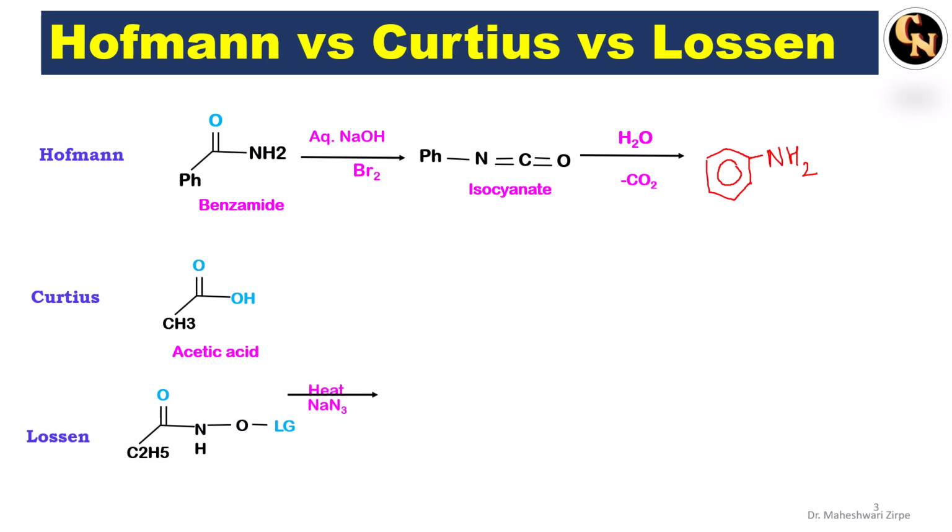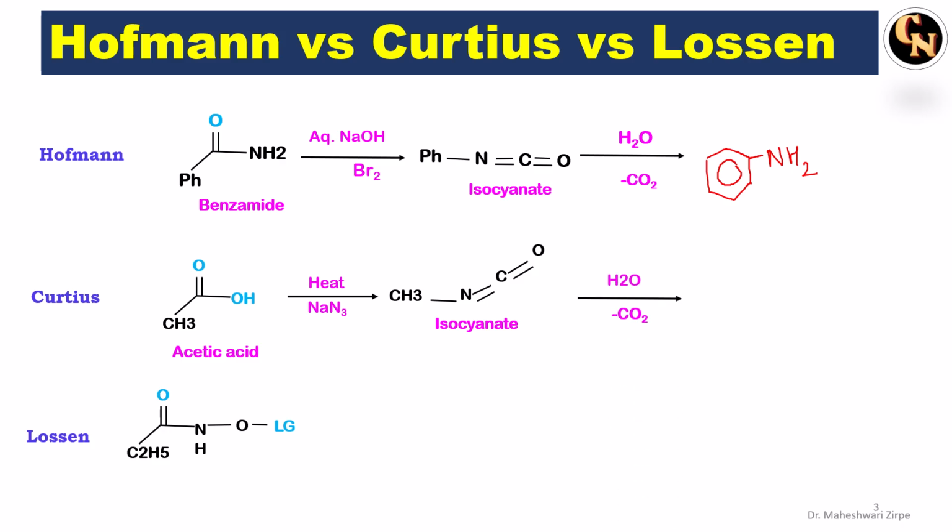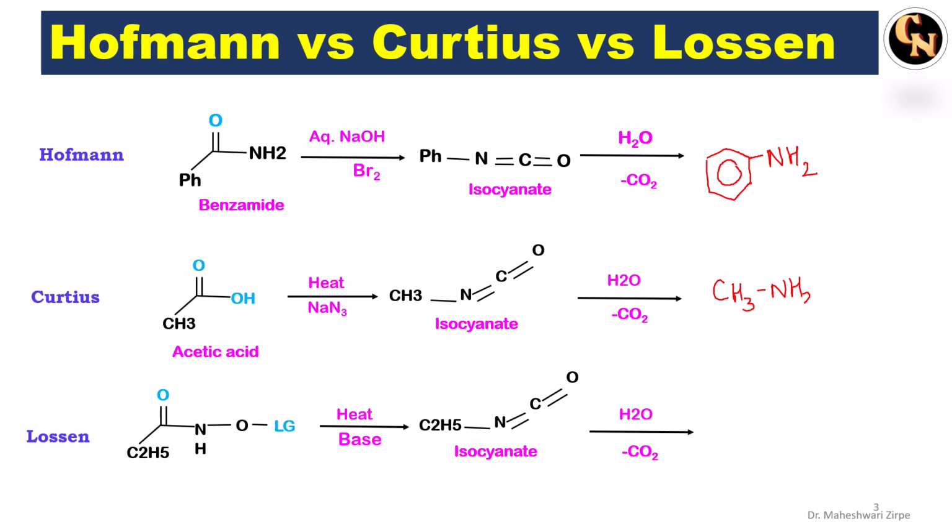Similarly, in Curtius rearrangement, acetic acid when it reacts with sodium azide gets converted into isocyanate, and the same reaction takes place. A water molecule gets added on the nitrogen double bond carbon, and there is elimination of carbon dioxide, and ultimately you will be getting the product, that is CH3NH2. So here we are going to get methylamine, whereas in the previous one we got aniline.